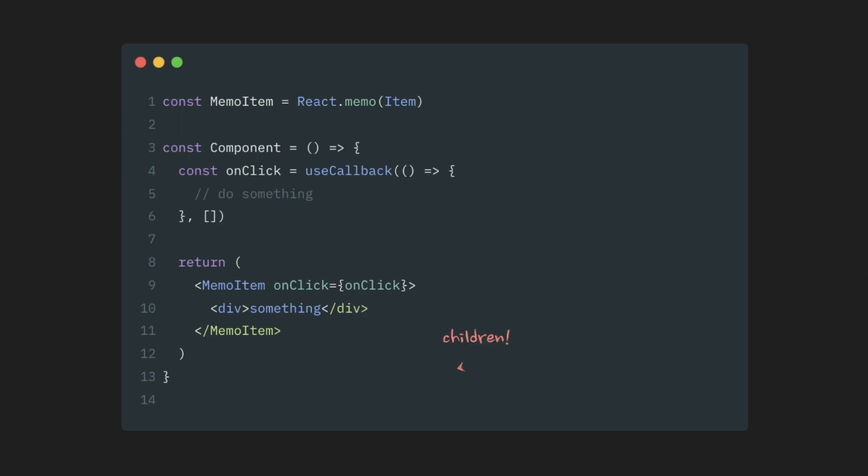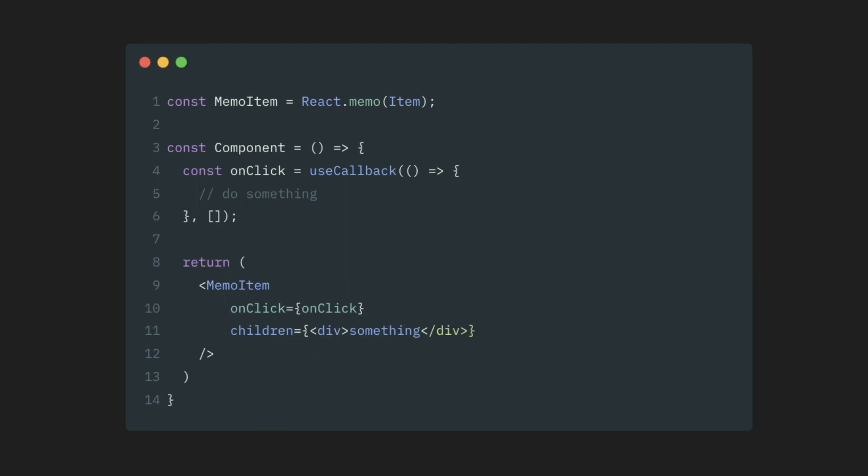But what about this part? Memo item component here has children. And children, when they are written like this, are just props. This nice composition is nothing more than just syntax sugar. I can even rewrite it with props explicitly and nothing will change. And when I do that, it's instantly clear. Item memo component actually has two props, not one.